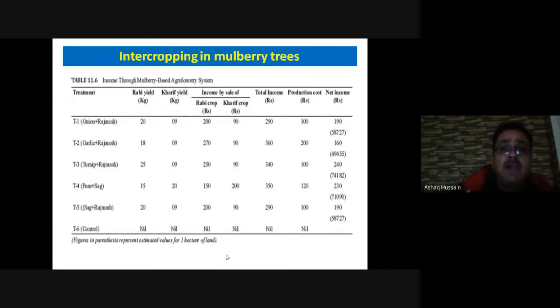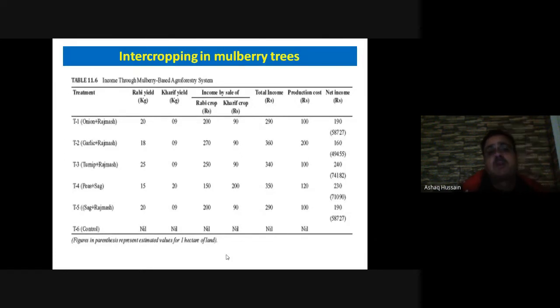For example, in one of the projects, we have tried the cultivation of vegetables as intercrops between mulberry trees. For example, onion and rajmash. Rajmash is cultivated during the summer season, and onion is a winter crop. Then garlic and rajmash has also been tried. Then turnip and rajmash, turnip during the winter and autumn season, and rajmash during the summer season. Then peas as a rabi crop and sag as a summer crop or even as a winter crop also.